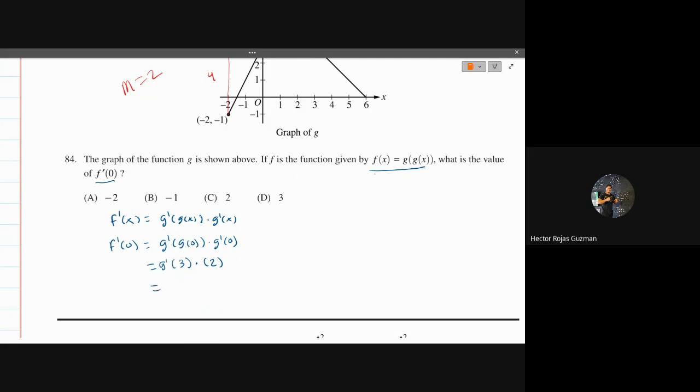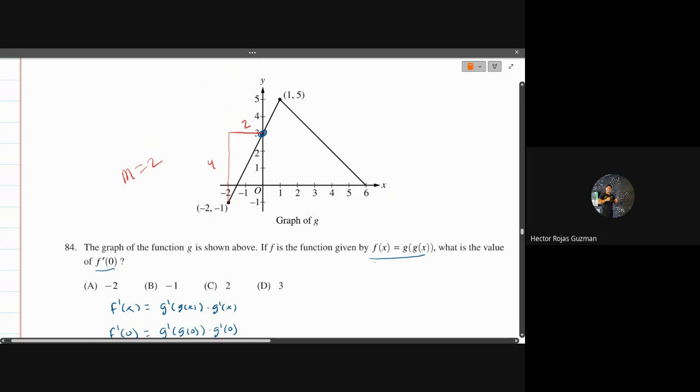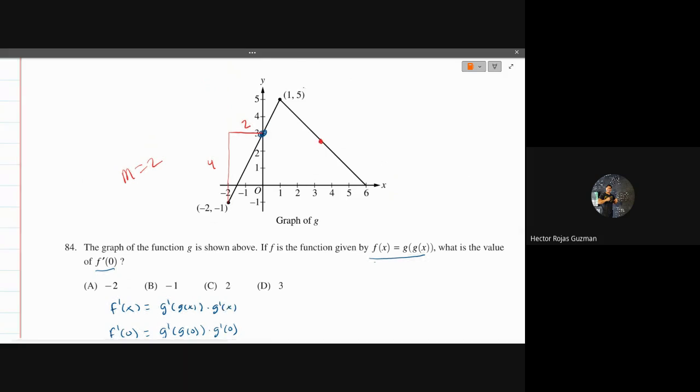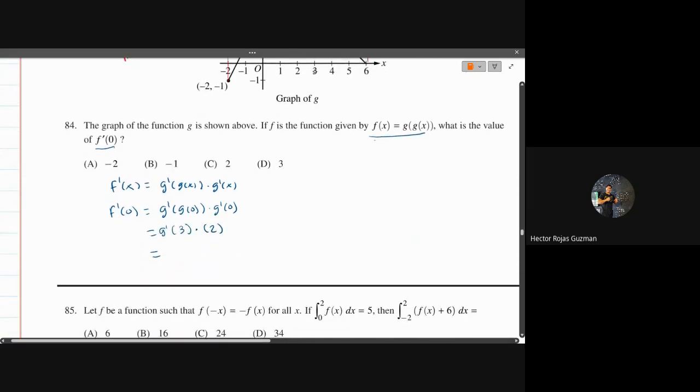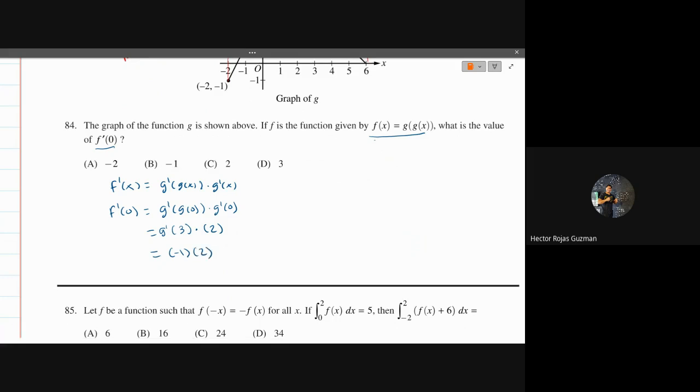Now g prime of 3. Oh, another slope. Once again, we have a linear function. So the run from 1 to 6 is 5, and the rise goes from 5 to 0, so -5, which means the slope, the rise over the run, equals -1. So if this is -1, then the answer here is -2.